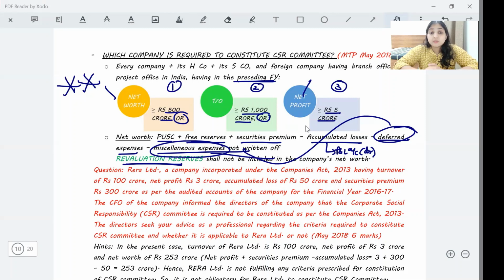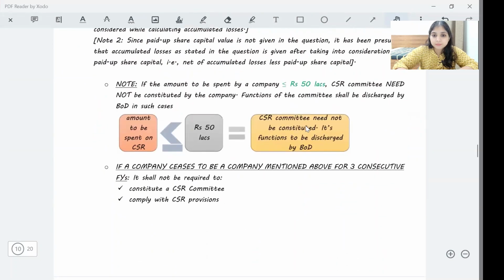To calculate net worth, consider paid up share capital, include free reserves, include securities premium, but subtract accumulated losses, subtract deferred revenue expenses, and subtract miscellaneous expenses which are not written off. Revaluation reserves, in case the company is having any revaluation reserve, don't consider them in net worth calculation. Subtract deferred expenses, subtract miscellaneous expenses only if they are appearing in the balance sheet.